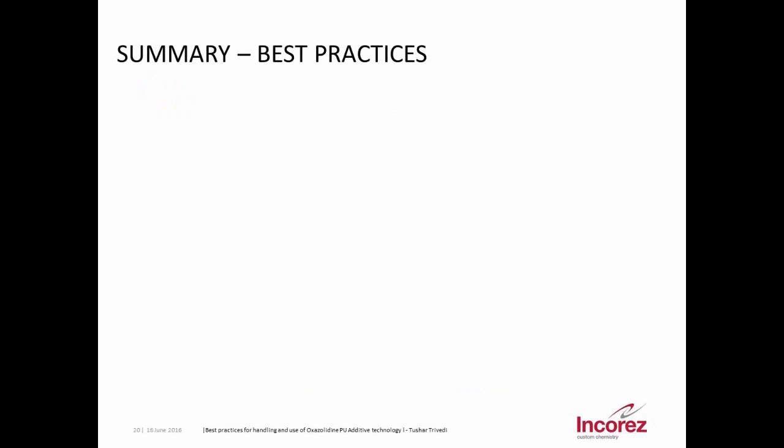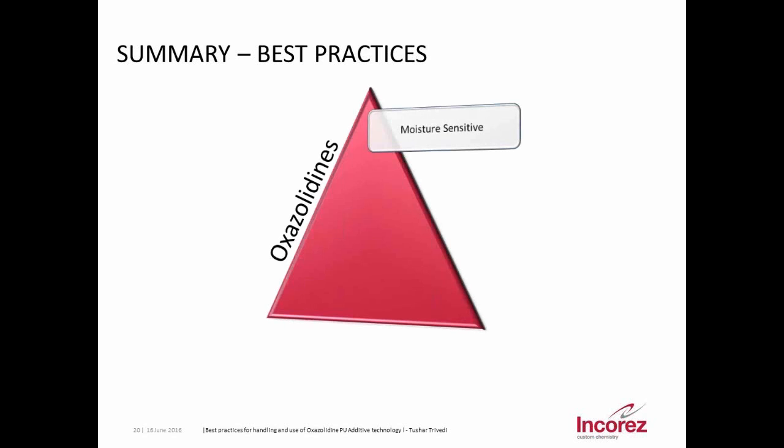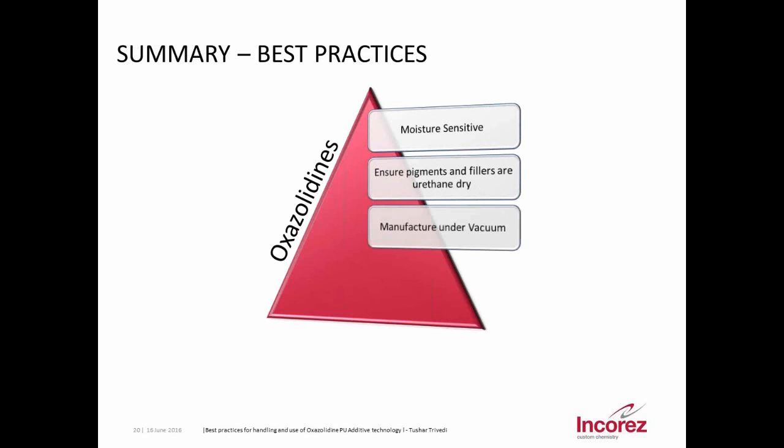So just to quickly summarize the best practices: to manufacture a one component stable moisture cure system, you should know that the raw materials are moisture sensitive, so you have to avoid any moisture ingress. You have to make sure that the pigments and fillers are dry. You have to manufacture under vacuum or under inert atmosphere, and also you have to purge the INCOZOL drum and the final product with nitrogen. Once you follow these best practices, you will definitely achieve the best performance out of oxazolidine.